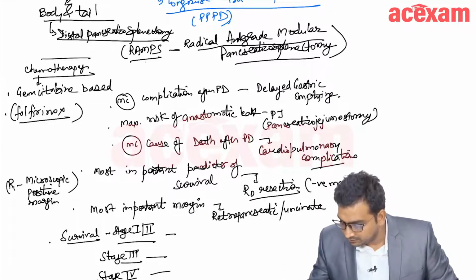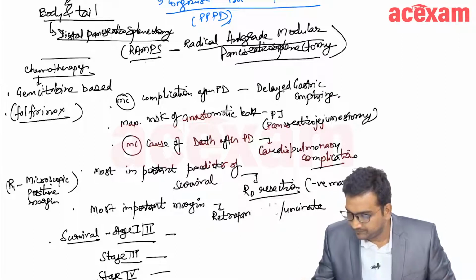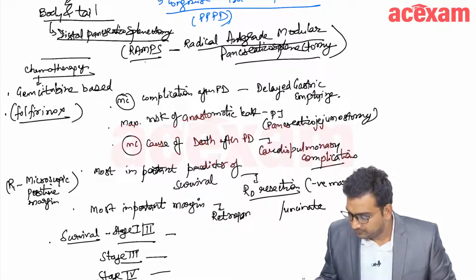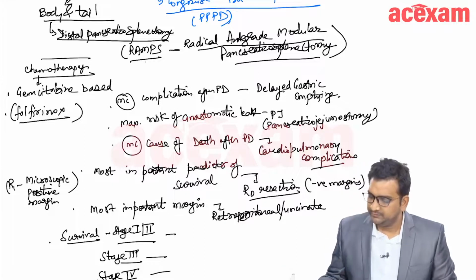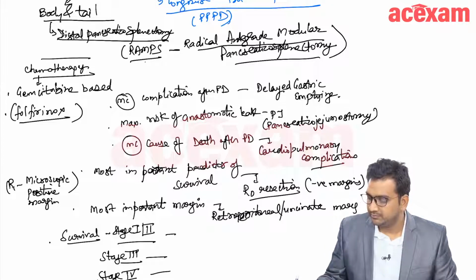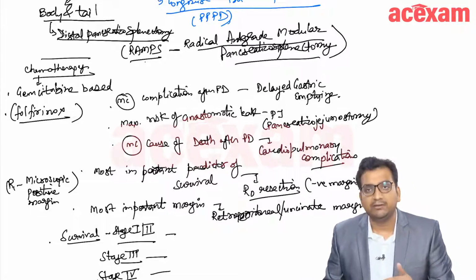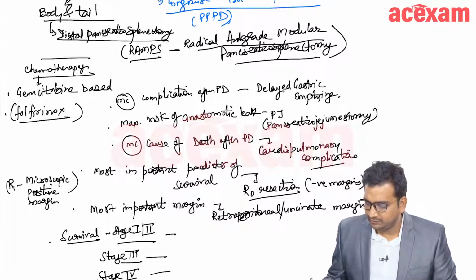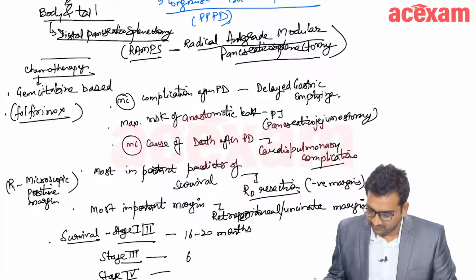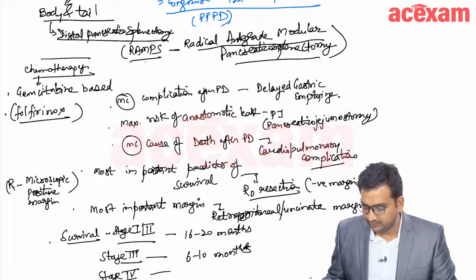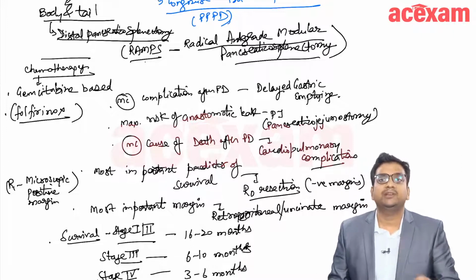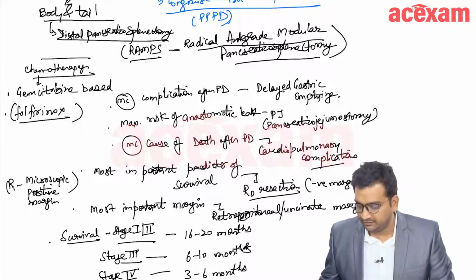Retroperitoneal or the uncinate margin is the most important margin. Now, we have done a surgery. Now, what is the survival or the stage-wise survival? In stage 1 and 2, the survival is generally 16 to 20 months. Stage 3, it is 6 to 10 months in CA pancreas, okay, and in stage 4, it is up to 3 to 6 months. So, these are important questions regarding surgery and CA pancreas.